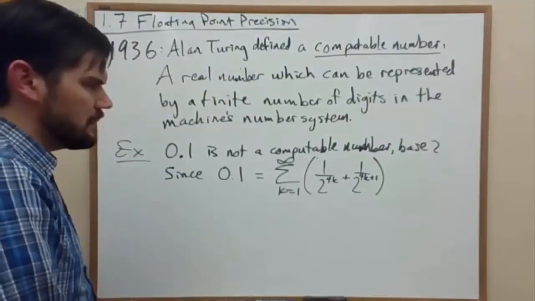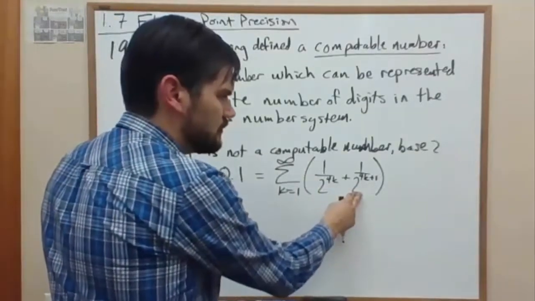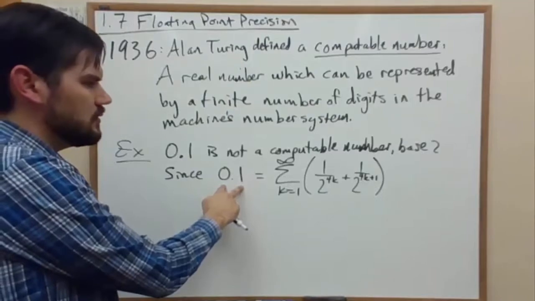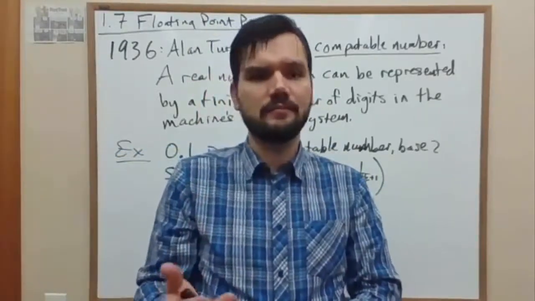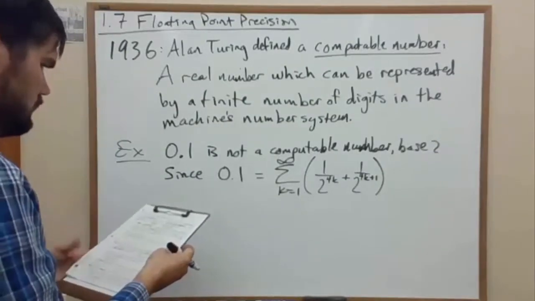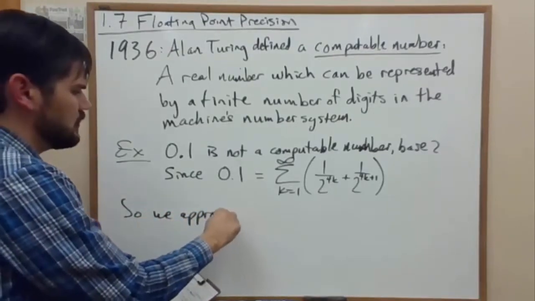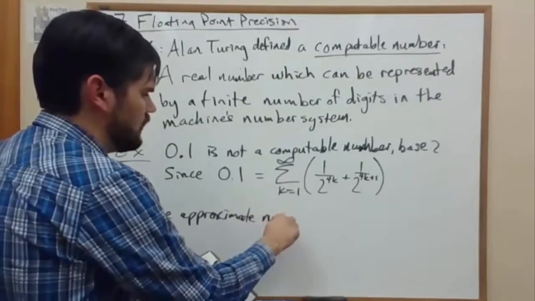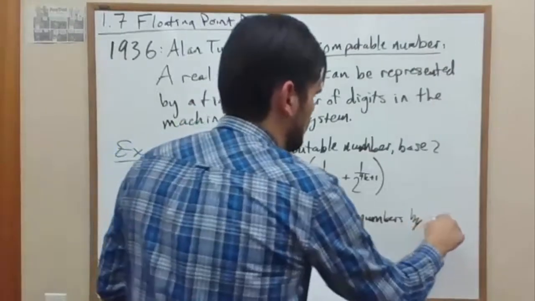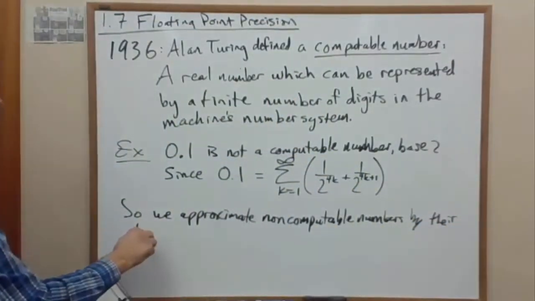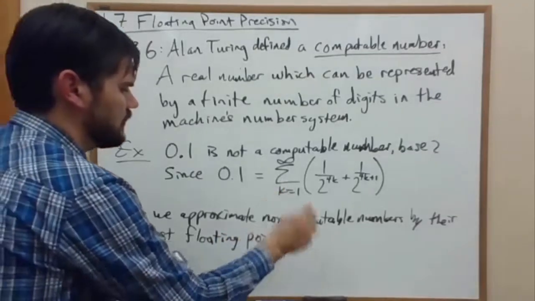Now, because we have an infinite representation in base 2, to write down the number 0.1 or even compute with the number 0.1 requires there to be some round off error. So we approximate non-computable numbers by their closest floating point value.